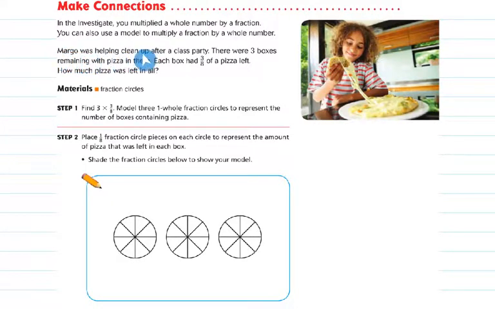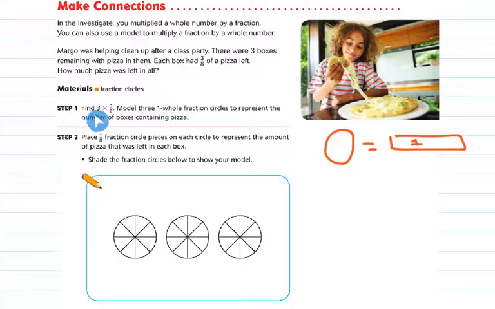It says Margot was helping clean up after a class party. There were 3 boxes remaining with pizza in them. Each box had 3/8 of pizza left. How much pizza was left in all? We're going to use our fraction circles this time. And remember, boys and girls, 1 fraction circle is equivalent to 1 red fraction tile. Just to keep that in your mind, we're just using a different model in this example.